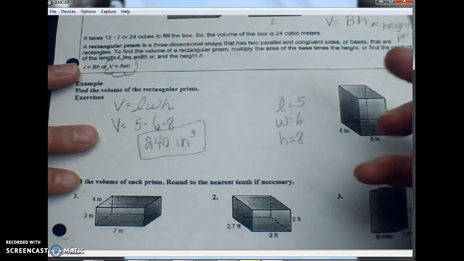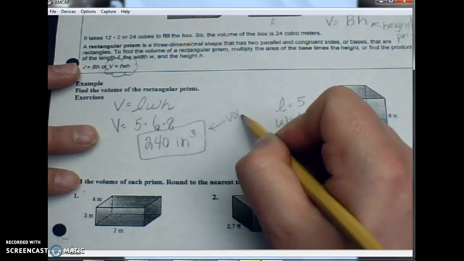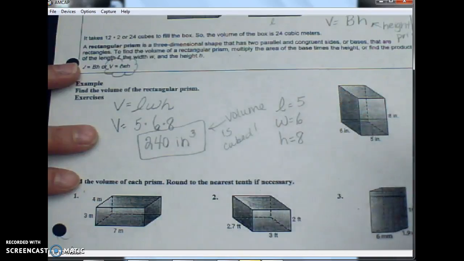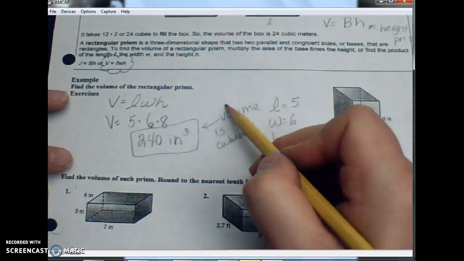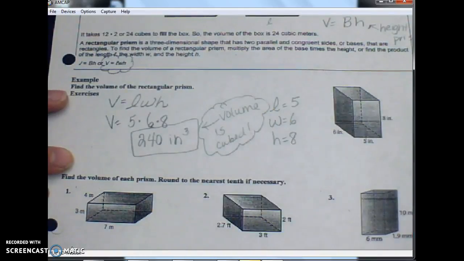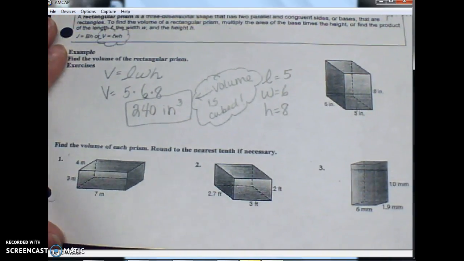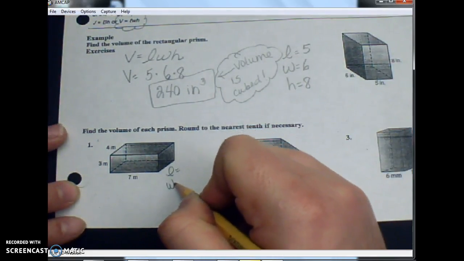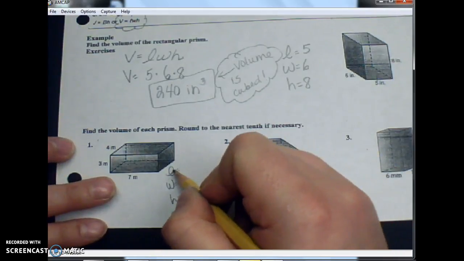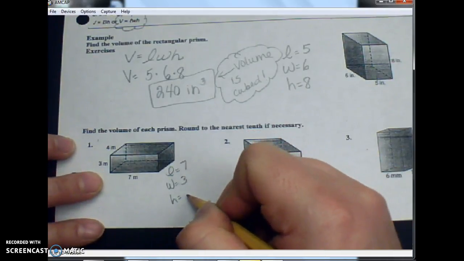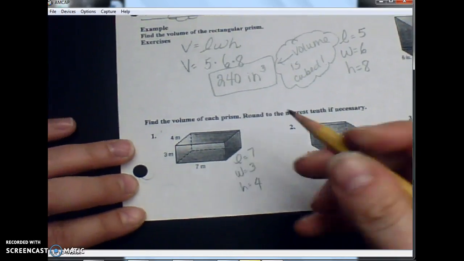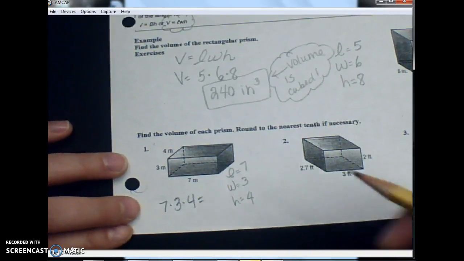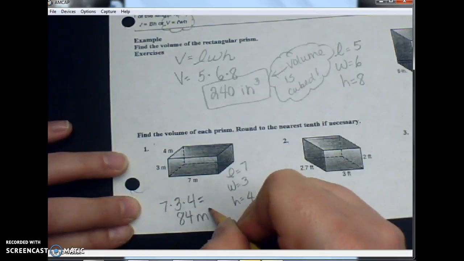It is really, really important to note, volume is cubed. Area is squared, but volume is cubed. So when we come down here to a few more examples, I'm going to take my length equals, width equals, height equals. Length is 7, width is 3, height is 4. I'm just going to multiply those together. 7 times 3 times 4 gives me my answer of 84 meters cubed.